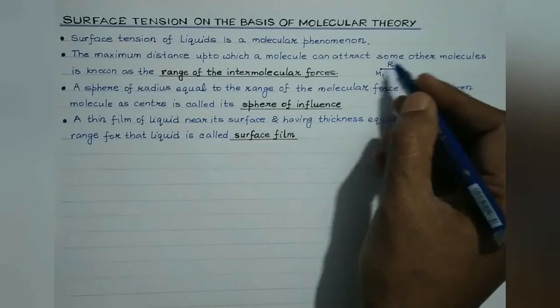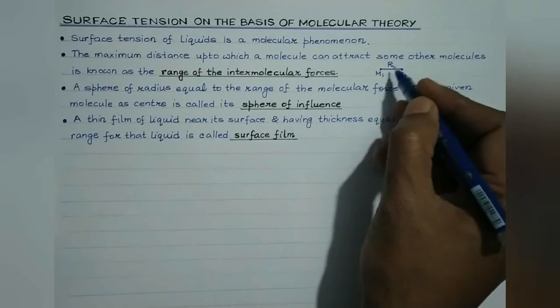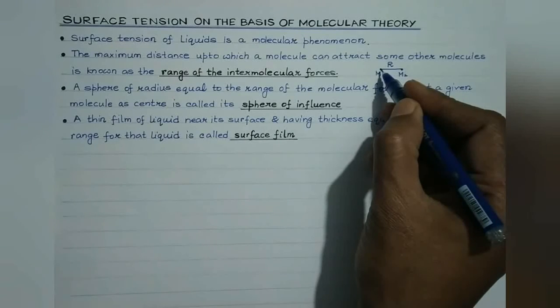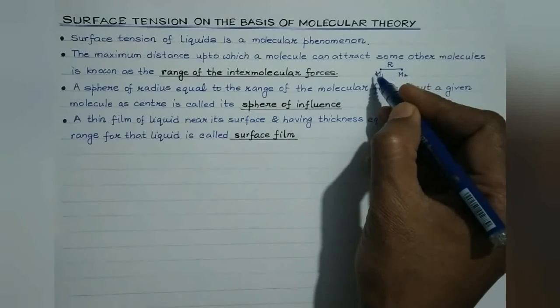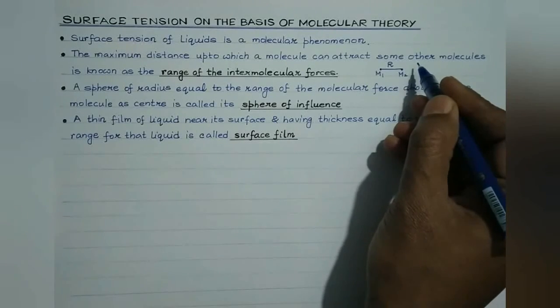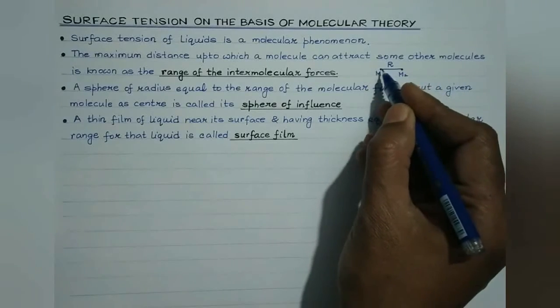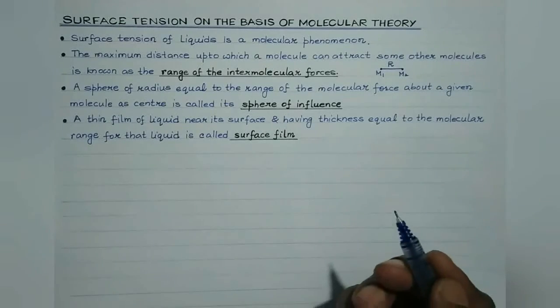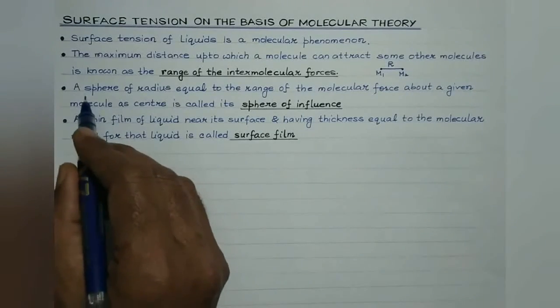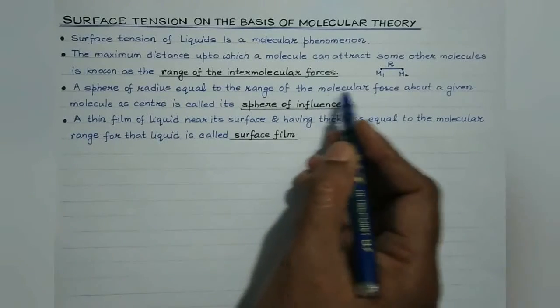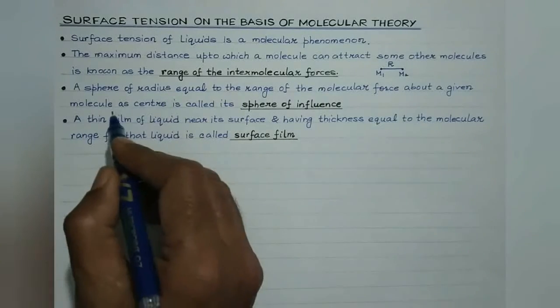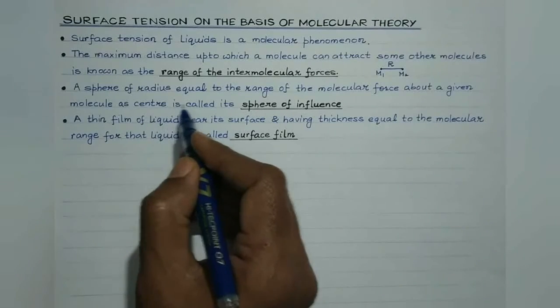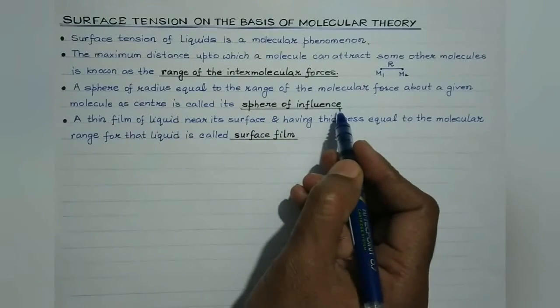If another molecule is present beyond this distance from molecule M1, then molecule M1 will not exert any force on that particular molecule. So it is actually the maximum distance between the molecules up to which the molecules can interact with each other. A sphere of radius equal to the range of the molecular force about a given molecule as center would be called its sphere of influence.